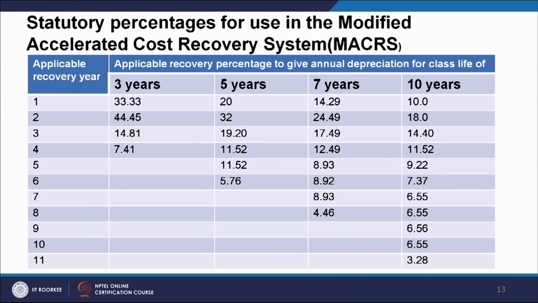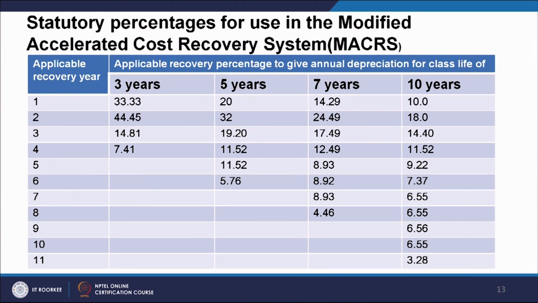Now, this shows you the statutory percentages for use in the Modified Accelerated Cost Recovery System, MACRS, and the class lives were 3 year, 5 year, 7 year and 10 year. Now, this table gives the percentage of deduction of the original value each year, and here we are using the half year convention. That means, in the first year whatever depreciation will be calculated using DDBM, half of it will be charged.